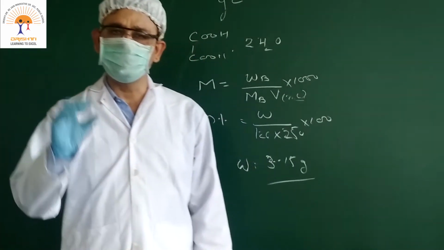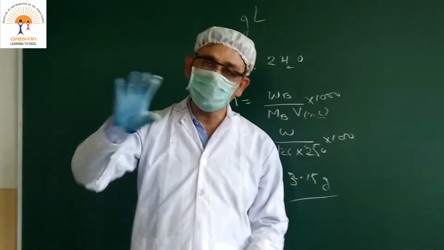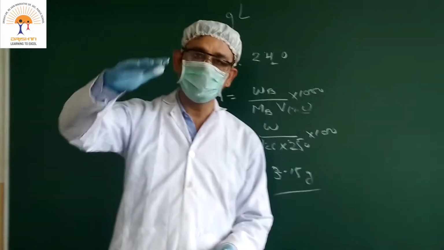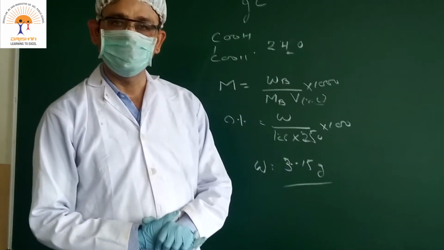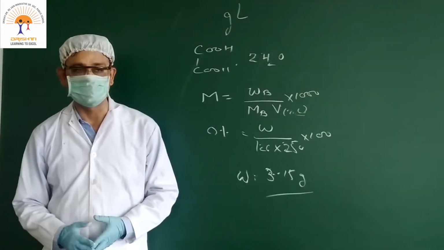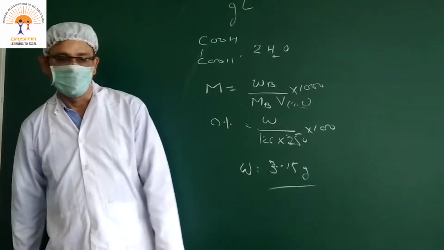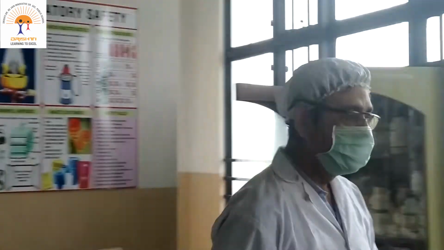So what I have done, I have weighed oxalic acid 3.15 gram and dissolved it in some amount of water, 50 milliliter. When it is completely dissolved, I added water and the total volume is made equal to 250 milliliter. That is the standard solution of oxalic acid.